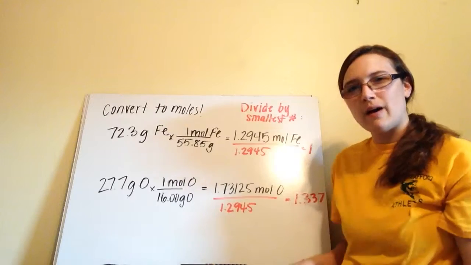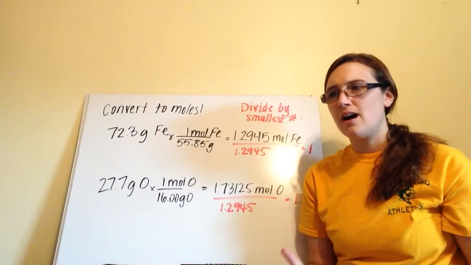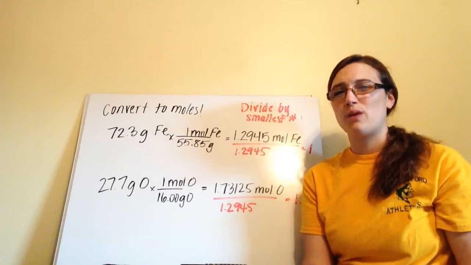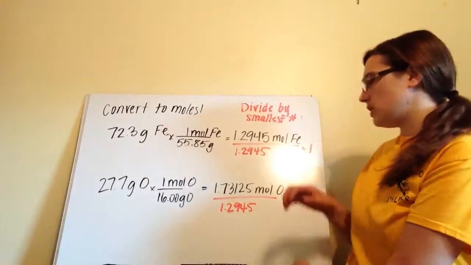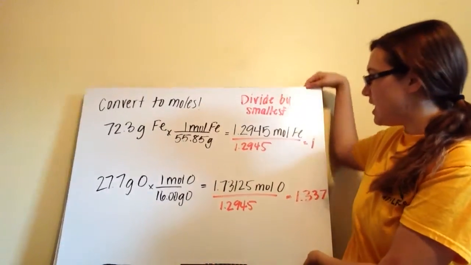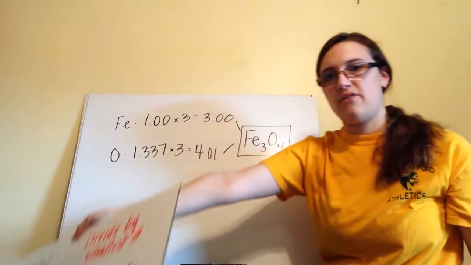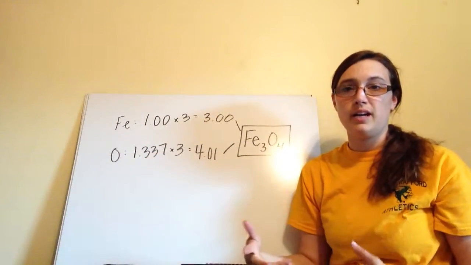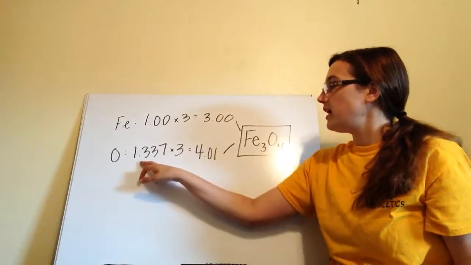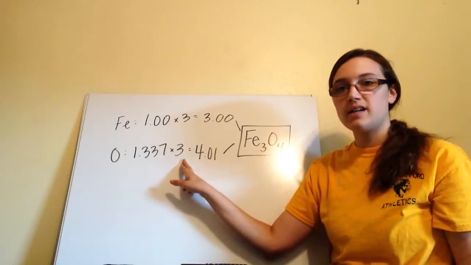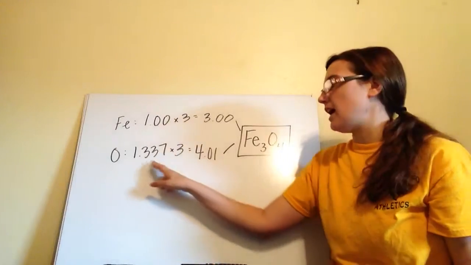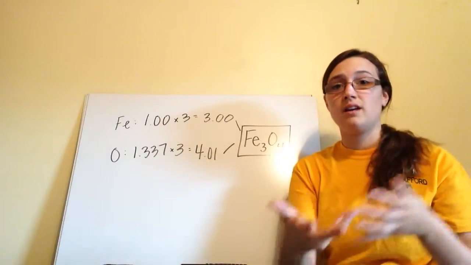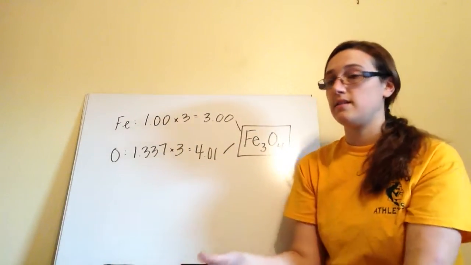Now, we have to kind of think about that. Is that close enough to 1 or to 2 to round? Well, not really. So what we have to think is that 0.337 at the end. Well, think about it. 0.33 is 1/3. So we can actually multiply this oxygen by 3. Okay? However, if we do one thing to the oxygen, we have to do that same thing to the iron.